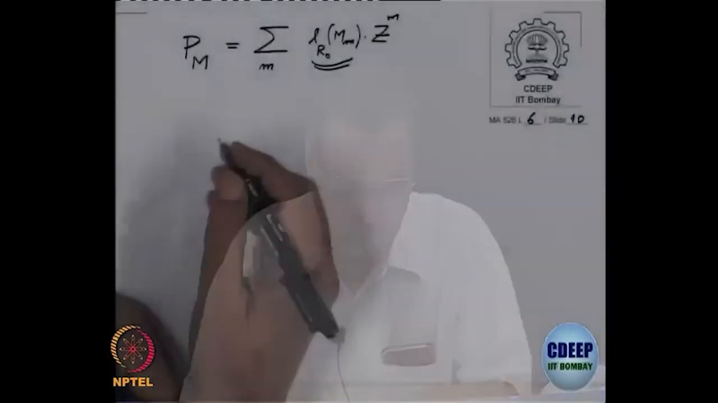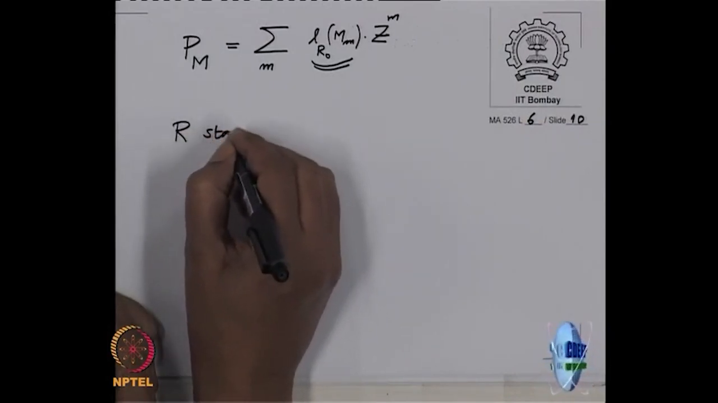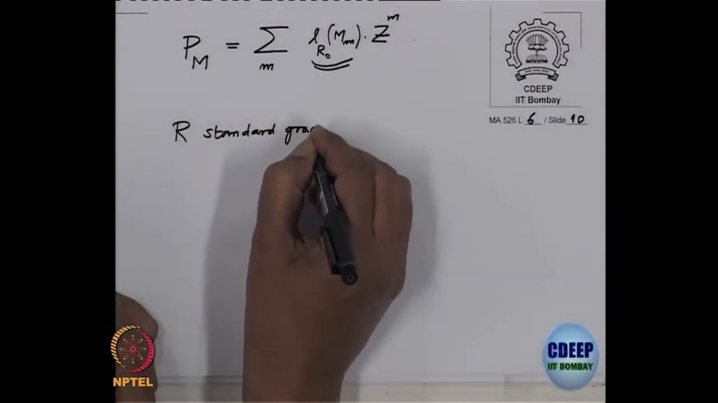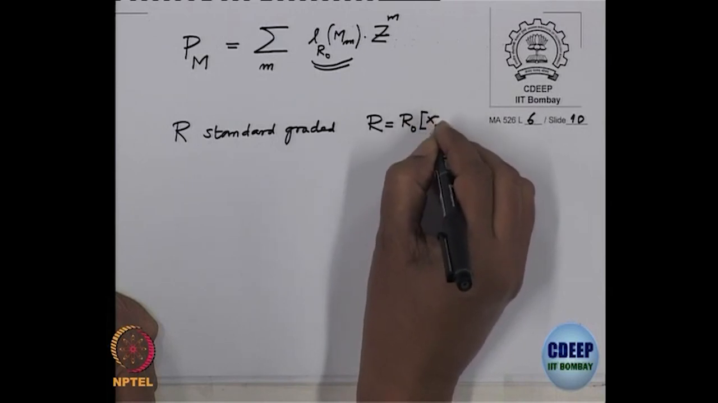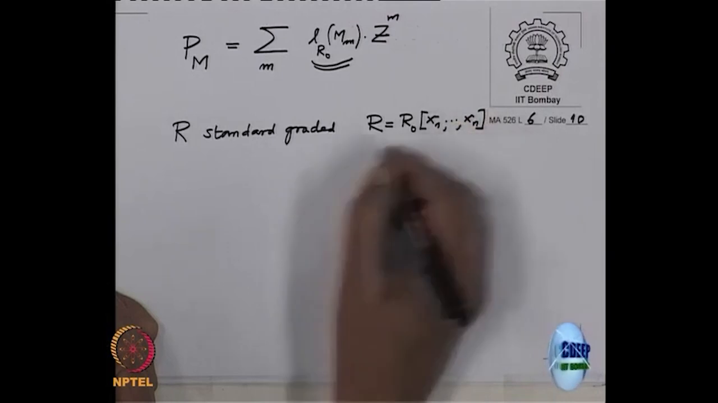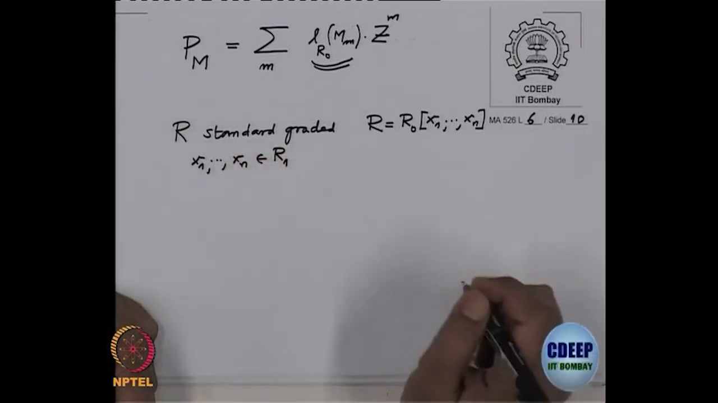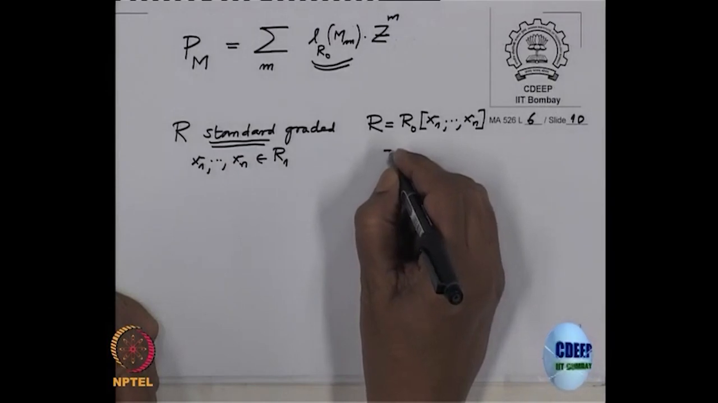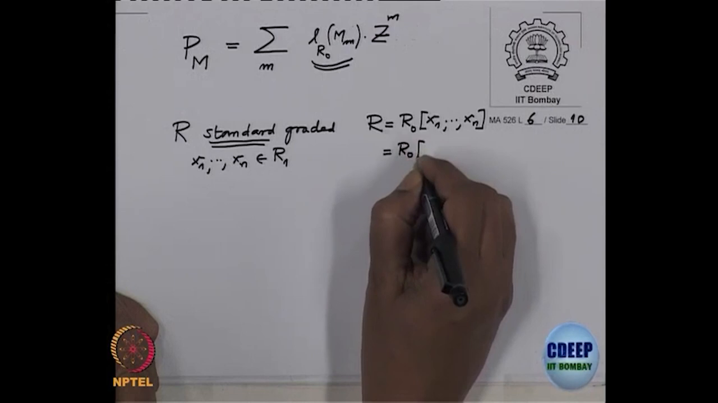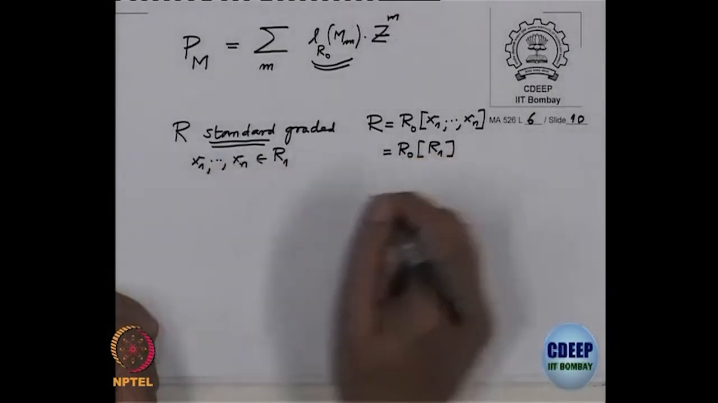Okay, so I will not go into those details. First of all, assume R is standard graded. That means R, now I will use R naught, is an R naught algebra generated by x1 to xn, and all the xi's are actually degree 1 elements of R1. That is why the word standard. Sometimes it is also written that R is an R naught algebra generated by R1, and R1 is a finitely generated R naught module, therefore you can choose finitely many elements.